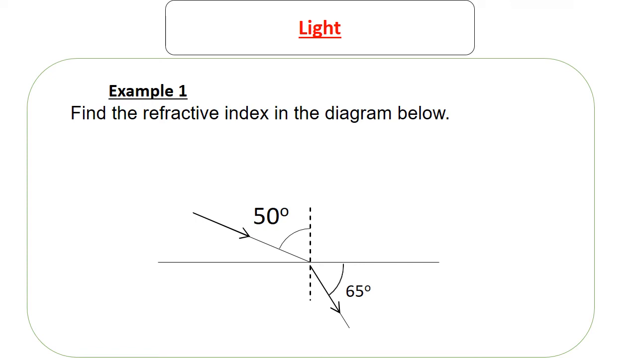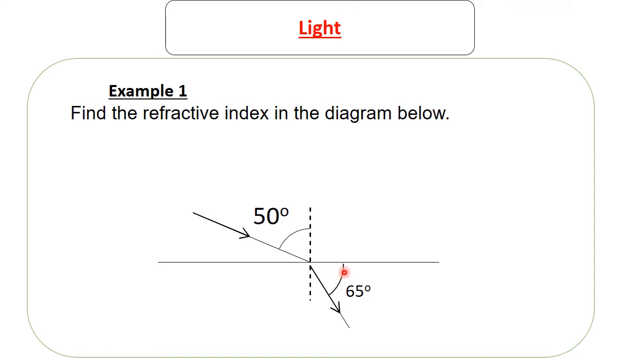So to appreciate Snell's law, let's tackle this question. Find the refractive index in the diagram below. So we have the angle of incidence, which is at 50 degrees, and then we've got this angle here.